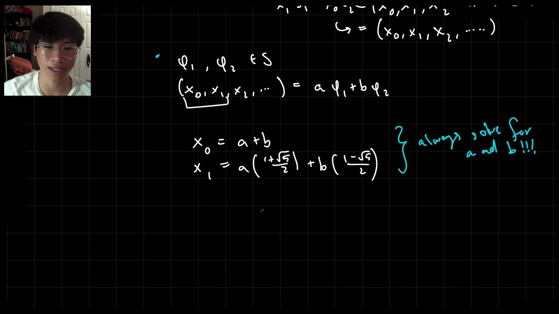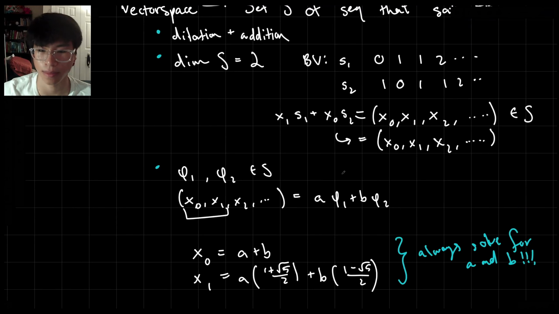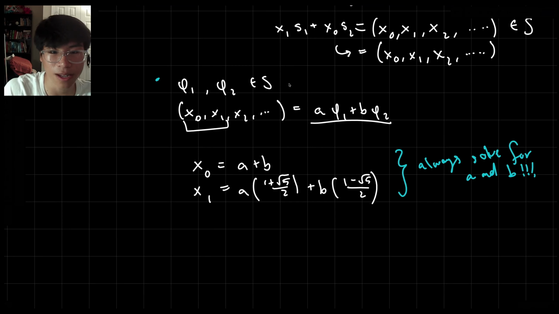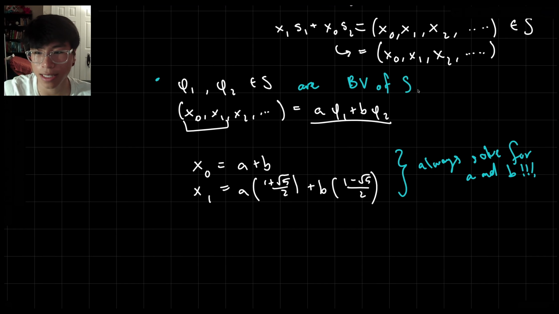Now, I'm not going to do that here, but it's pretty easy to brute force this. You can express a and b in terms of x0 and x1. And once we do that, we have now proved that any arbitrary sequence that satisfies the Fibonacci recurrence can be represented as a combination of phi1 and phi2. Therefore, phi1 and phi2 are basic vectors of S, and they span S. Because they span S, we know that there's some combination of them which will equal the Fibonacci sequence.